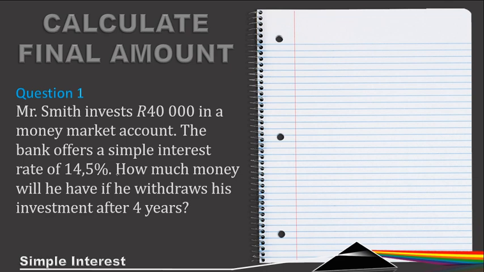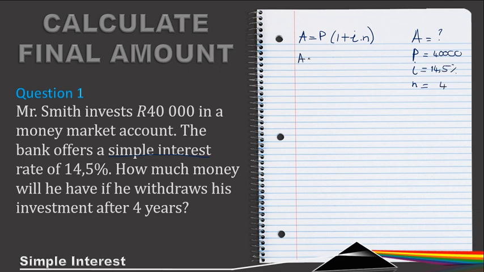Okay, so first of all, we can see it's simple interest, and the moment we see it's simple interest, we write down our formula for simple interest. A equals P(1 plus I times N). Then I'm going to list A, P, I, N and collect my information there. So the A value is what I want to find. The principal amount is 40,000. Then the interest is 14.5%, and the number of years is 4.